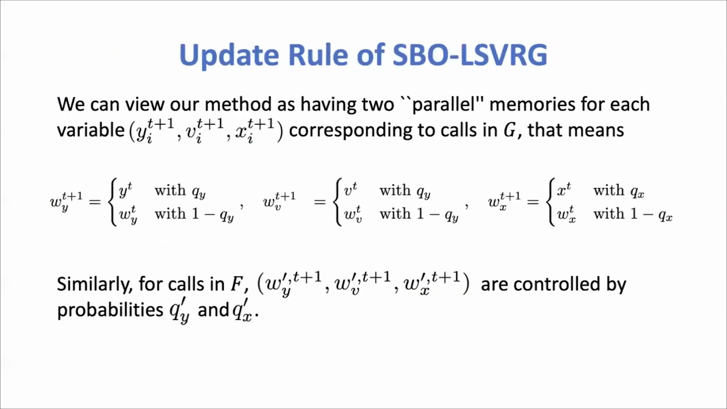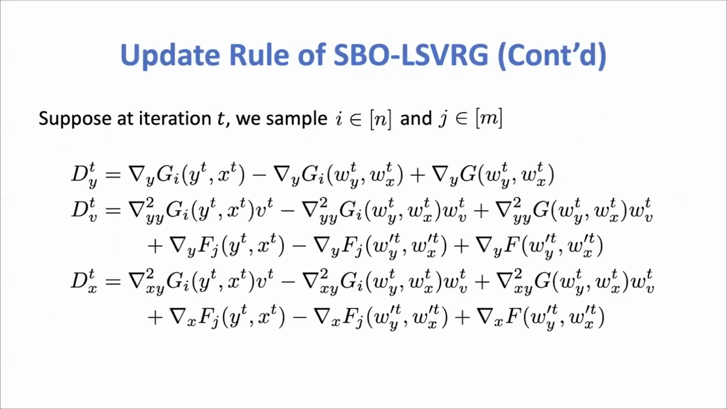And then we have the update rule of this SBO-LSVRG. It involves 6 different variables for the inner problem G and the outer problem F. The explicit form of this update rule is presented as follows. We can see the sketch of the loopless SVRG behind, but actually the proof can be far more challenging than the previous work.